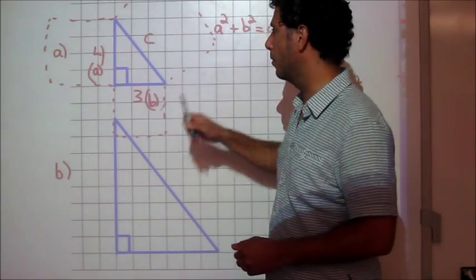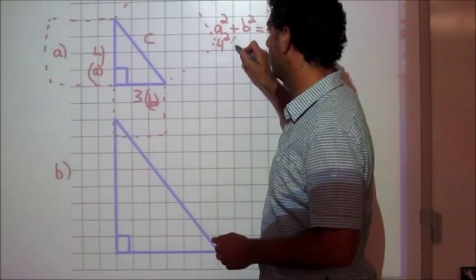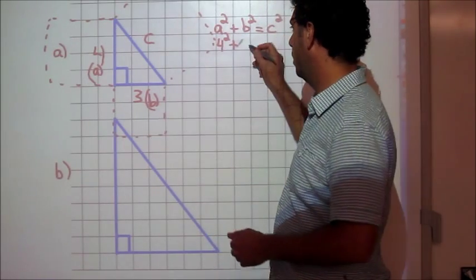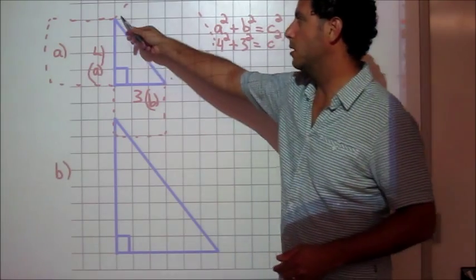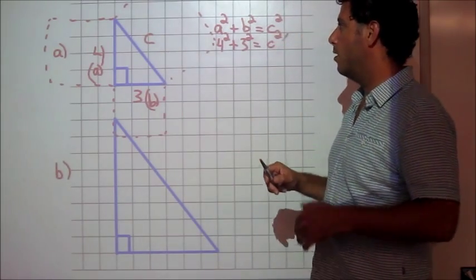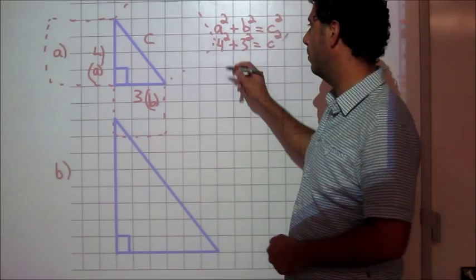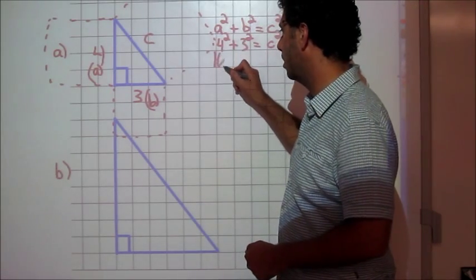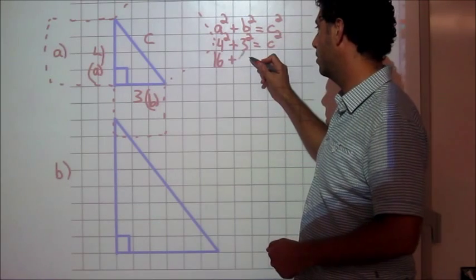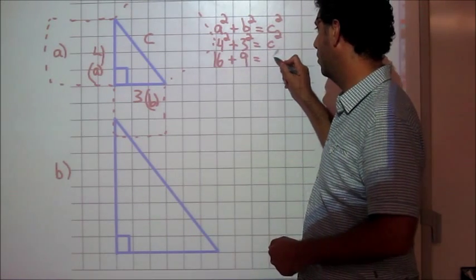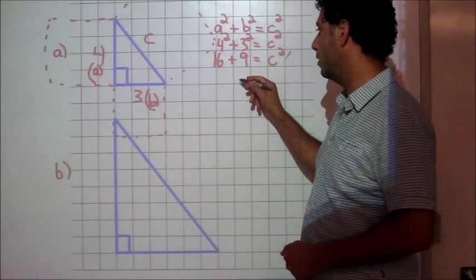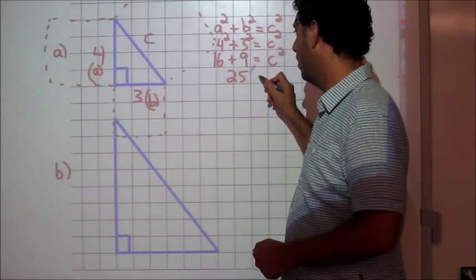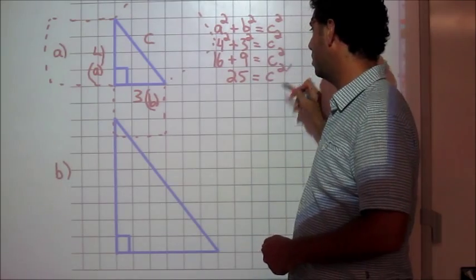So I'm just going to plug this number in. This would be 4 squared plus 3 squared. This is going to equal the square on side C. Then I'm going to continue to solve the problem. 4 squared is 16. 3 squared is 9. Okay, this is equal to c squared. And then I'm going to add these two values up. So 25 is equal to c squared.